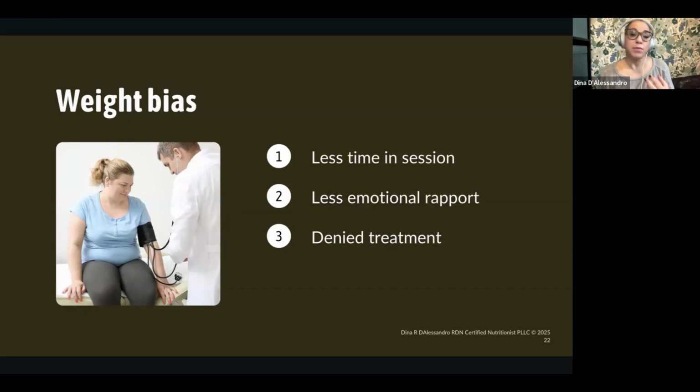So that can include things like doctors or healthcare providers will spend less time in a session, right? In and out, we're done. They could also have less of an emotional rapport because they might be thinking some negative things, and I don't want to support this person in that way. And they could also deny treatment for a variety of reasons.